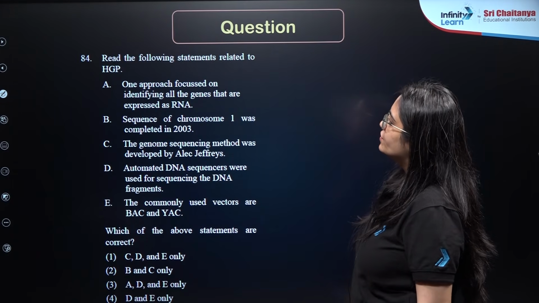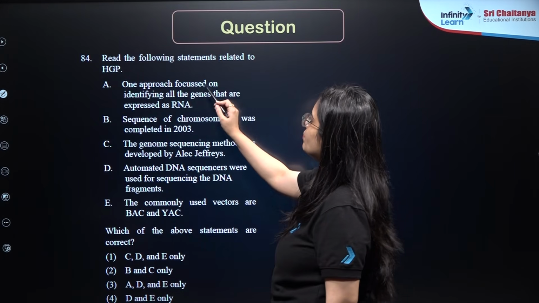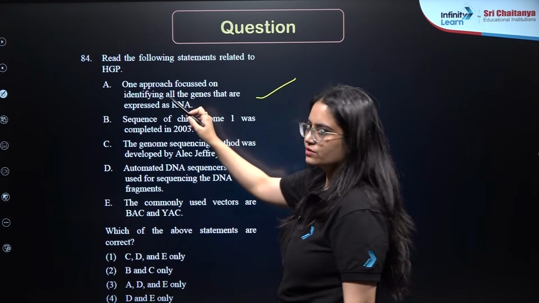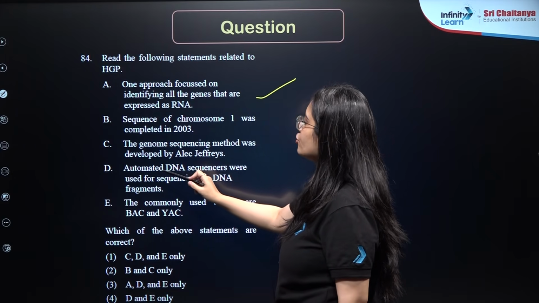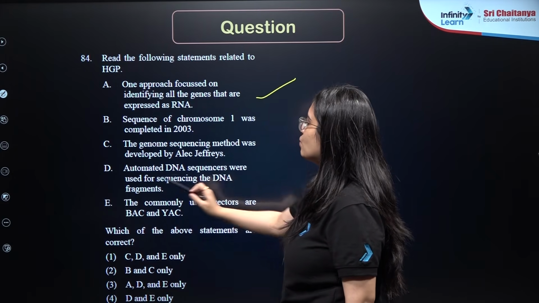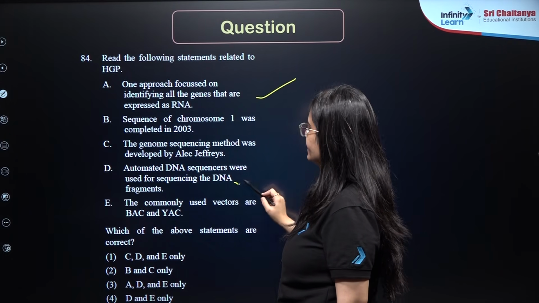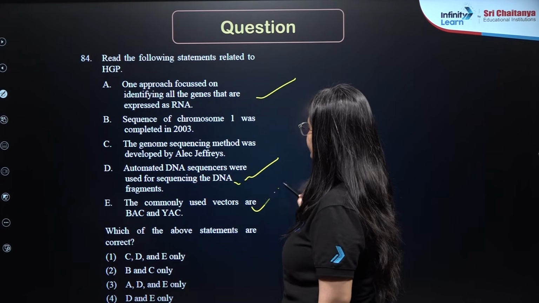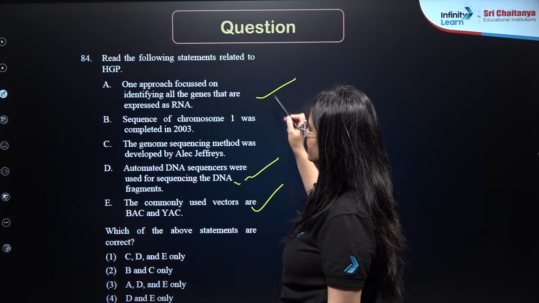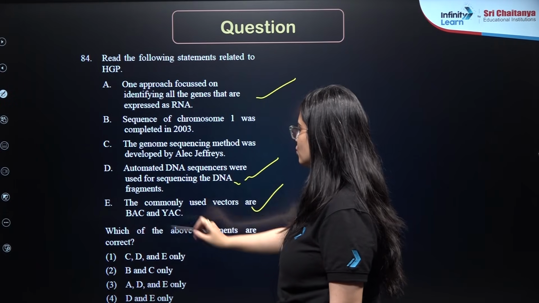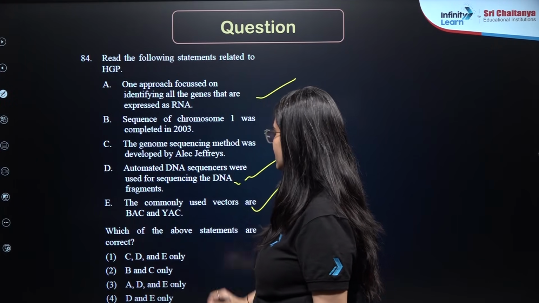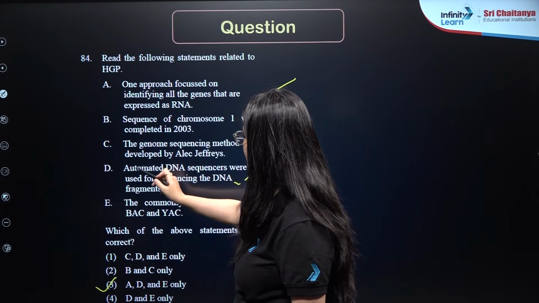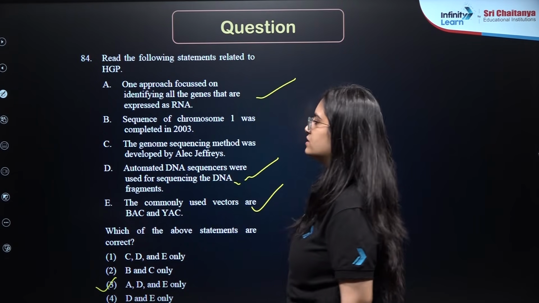Read the following statements related to Human Genome Project. One approach focused on identifying all the genes that are expressed as RNA. Yes, one approach was like that. Automated DNA sequencers were used for sequencing the DNA fragments, yes. Commonly used vectors are BAC and YAC, yes. So A is correct, D is correct and E is correct. So which of the following statements are correct? The correct answer will be 3. A statement correct, D statement correct and E are correct. So only these 3 are correct.